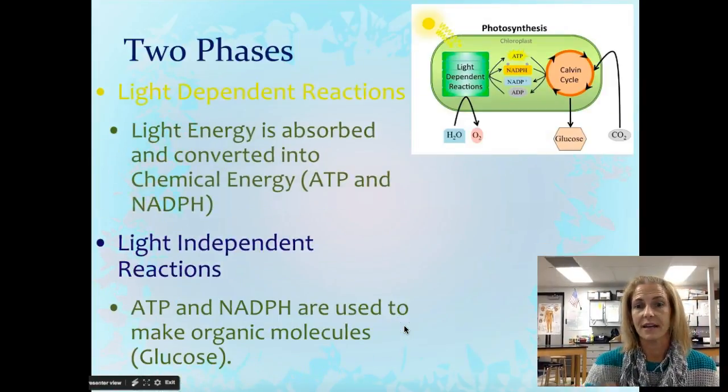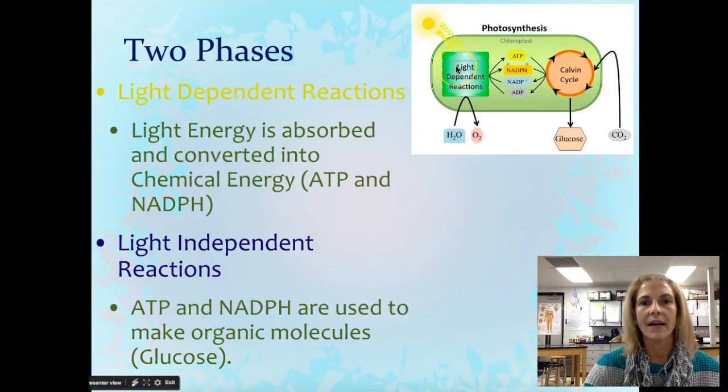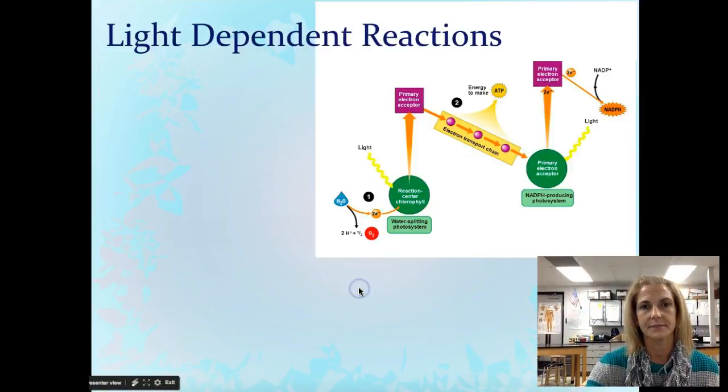Okay, so the 2 phases, again, I'm starting big and then I'm going to get into smaller. The 2 phases are the light dependent, they require sun, and the light independent, they don't require sun. Overall, I want to know that the light dependent reactions are making 2 things. They're making ATP and NADPH. I need those for the next phase. In the light independent reactions, they're going to take ATP and NADPH and use it to make glucose. Okay? So that's where the products of one become the reactants of the next.